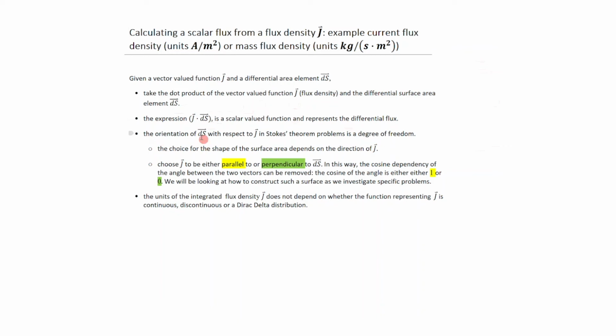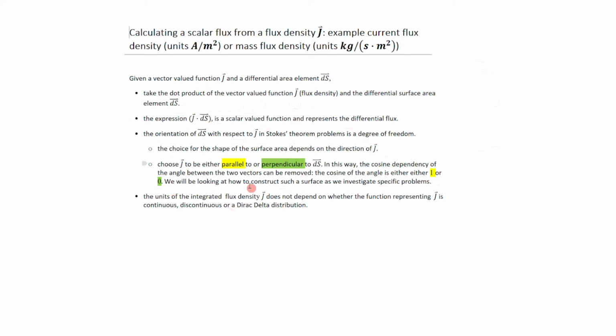So this is where it becomes important because you want to make sure that when you do the integral of J dot ds, you choose an area which makes the integration as simple as possible. So the choice for the shape of the surface area depends on the direction of J. So once you know what J is, because it's a given, you can establish what the surface area vector should be. We typically will choose J to be either parallel to or perpendicular to ds. In this way, the cosine dependency of the angle between the two vectors can be removed, which basically implies the cosine of the angle is either 1 or 0.